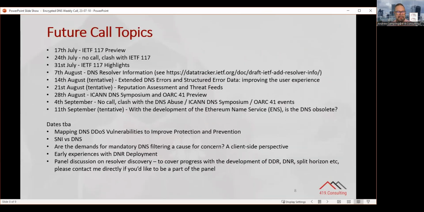And then I've added a whole bunch of things in terms of future call topics. One of them, which I flagged as tentative, which is on 14th August, will actually move into September. That's the DNS errors and structured error data. So that will be September, actually, rather than mid-August. And then, yeah, I'll keep these up to date as we go on.